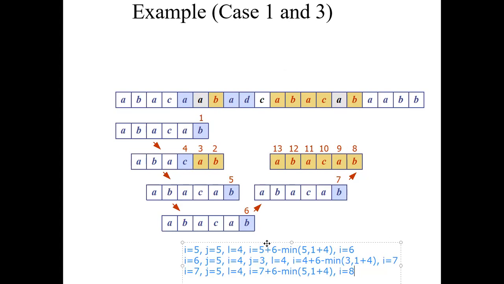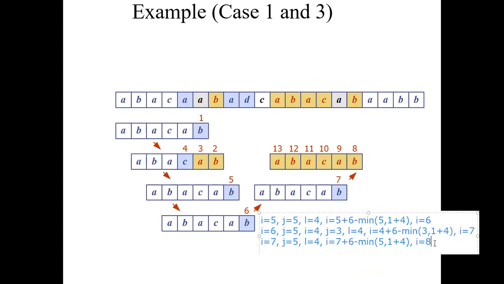ठीक है, एक और कर लेते हैं बिकॉज दिस मिसमैच कैरेक्टर इज नॉट देयर, D is not there right. तो अभी मेरा I की वैल्यू इज 8, J चेंज नहीं होगा so J is 5, L is -1. I is 8 plus 6 minus min of J that is 5 and 0.